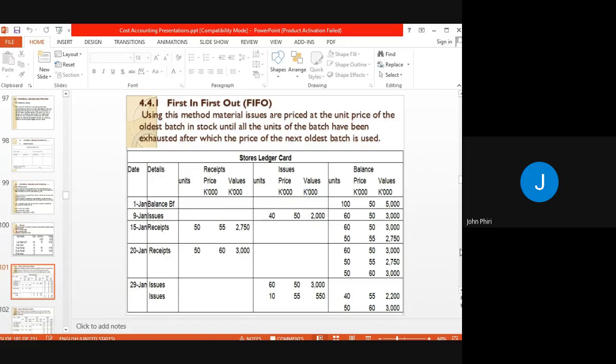So the 10 must be taken from the next oldest, and the next oldest is the one which is costing 55, and there were 50 of them. So we are going to take only 10 out of that, and that's the one you are seeing there as 10 at 55, and that gives us 550. But then the balance is 40 at 55. That's the amount, 2,200, and we bring down the other 50 that we received on the 20th, because that one we have not touched. So it's 50 again at 60 with 3,000.